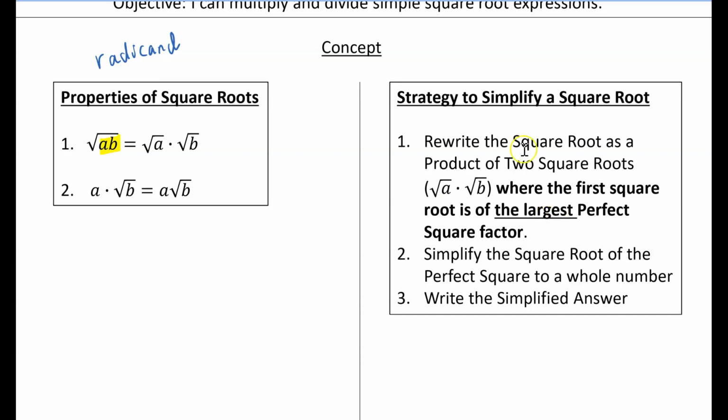So here's our strategy today. We want to simplify square roots. The first thing to do is to rewrite the square root as a product of 2 square roots. So you want to rewrite the square root where the first square is the largest perfect square factor. So that's our strategy today. First, identify a factor that is a perfect square. Next, we'll simplify that square root, and then we'll write that simplified answer.